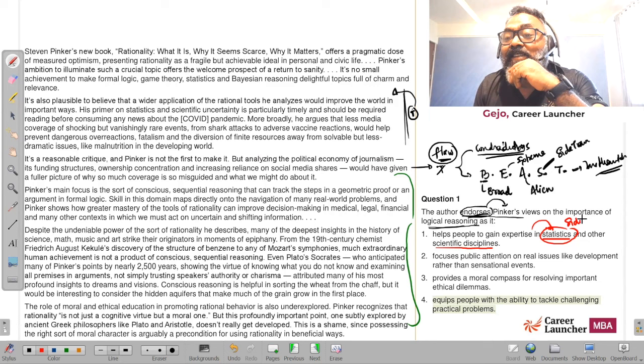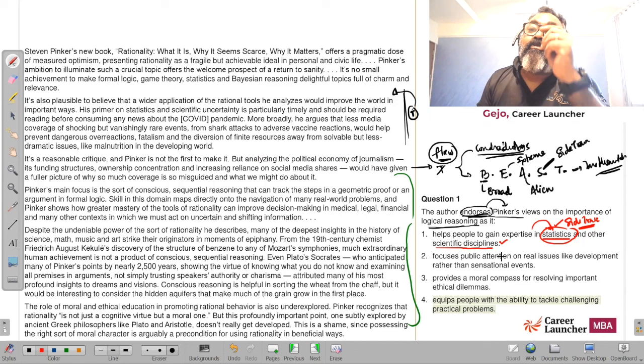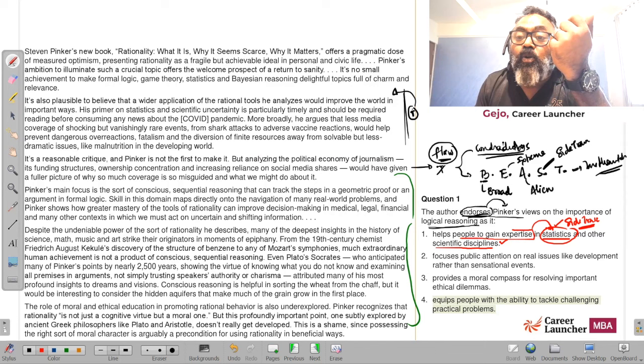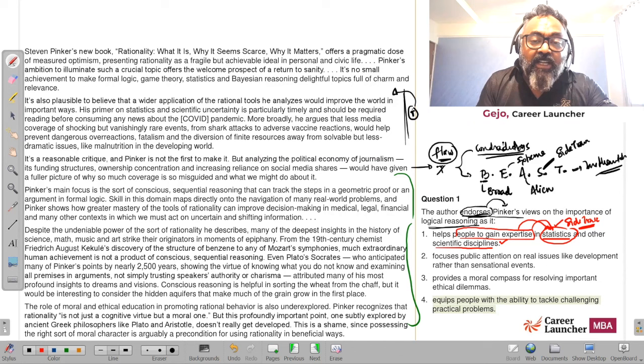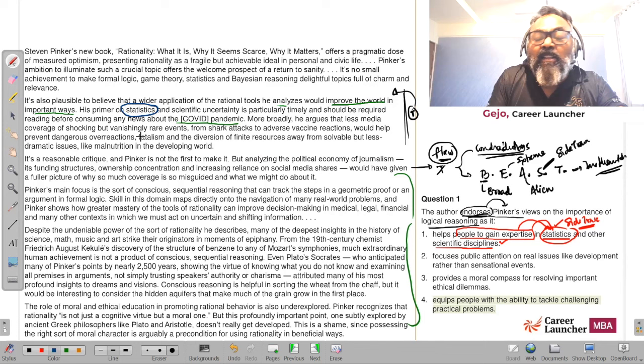So this is, I think, sidetracking something that is mentioned in the particular passage. Statistics as a discipline is mentioned, and this is wrongly connected to the aspect of people gaining expertise. Nowhere in the passage is it mentioned that because of logical reasoning, people will know statistics. That is not what is mentioned. So I think it's right here in this particular sentence: the author analyzes that it would improve the world in important ways, like what one should require before consuming news about the COVID pandemic. So those kinds of things. It's not necessary that people will learn statistics. This is kind of trapping somebody. This is a usual trap.